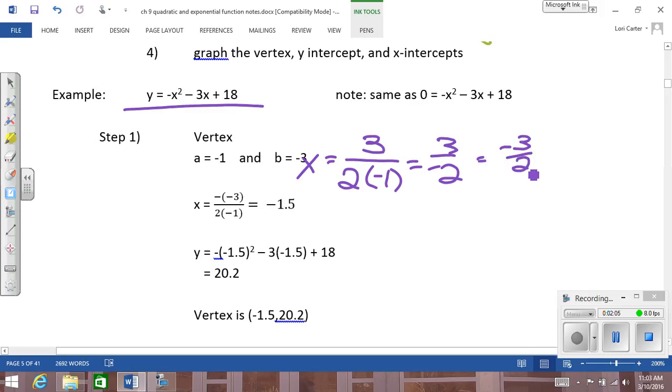I got a quick question for you. See if you can answer this. Mrs. Carter, how come when you give us all these examples, they're always in fractions? I love fractions.